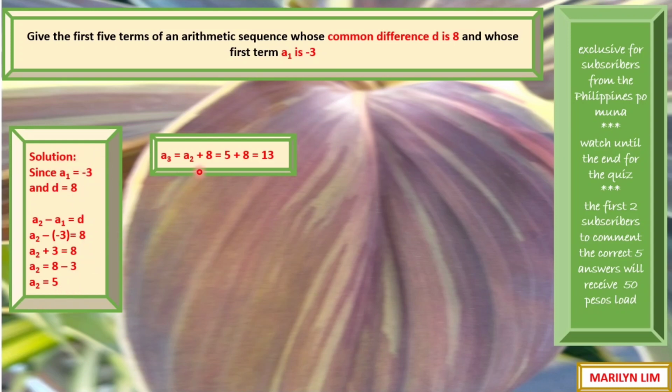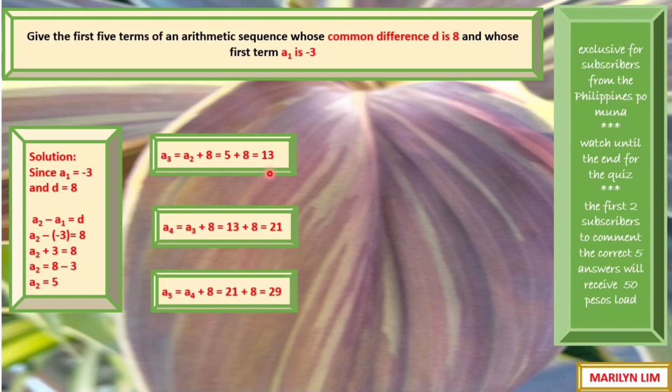Now let's look for a sub 3. How do we solve for a sub 3? To solve for a sub 3, we use our a sub 2, which we have solved just a while ago. So that's 5 plus our common difference, that's 8. 5 plus 8 is equal to 13. And continue looking for your a sub 4 and your a sub 5.